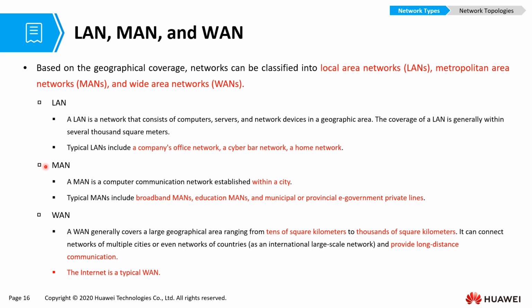MAN, Metropolitan Area Network, is a computer communication network established within a city. Typical MANs include broadband MANs, education MANs, and e-government private lines. WAN, Wide Area Network. A WAN generally covers a large geographical area ranging from tens of square kilometers to thousands of square kilometers. It can connect networks of multiple cities or even countries, providing long-distance communication. The Internet is the typical WAN.